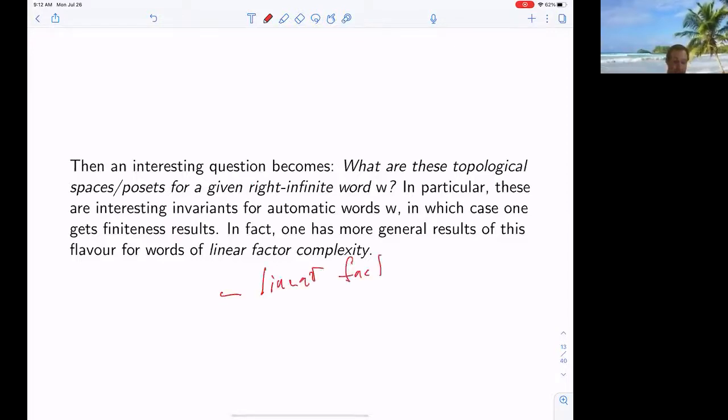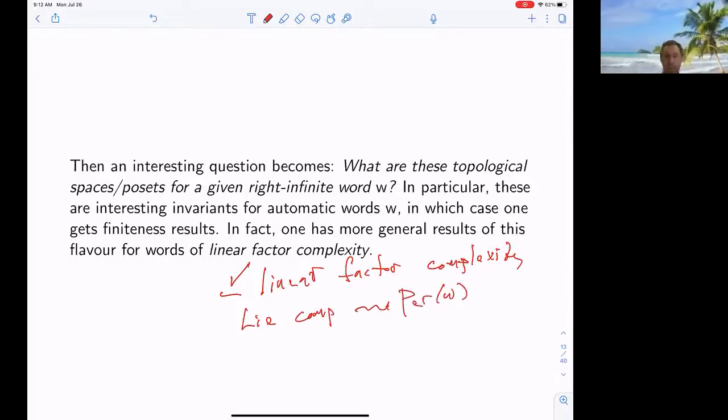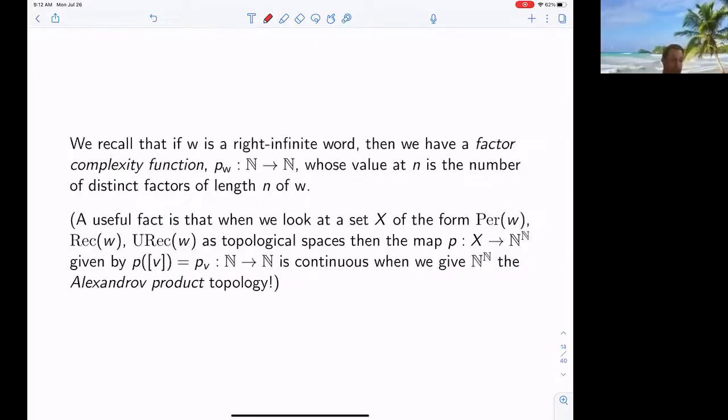So I'll talk about that soon. So that's where we're going to be able to give a description of these objects. And we're going to use the Lie complexity function that we'll introduce to give a description of a word. So that's sort of the plan for the talk.